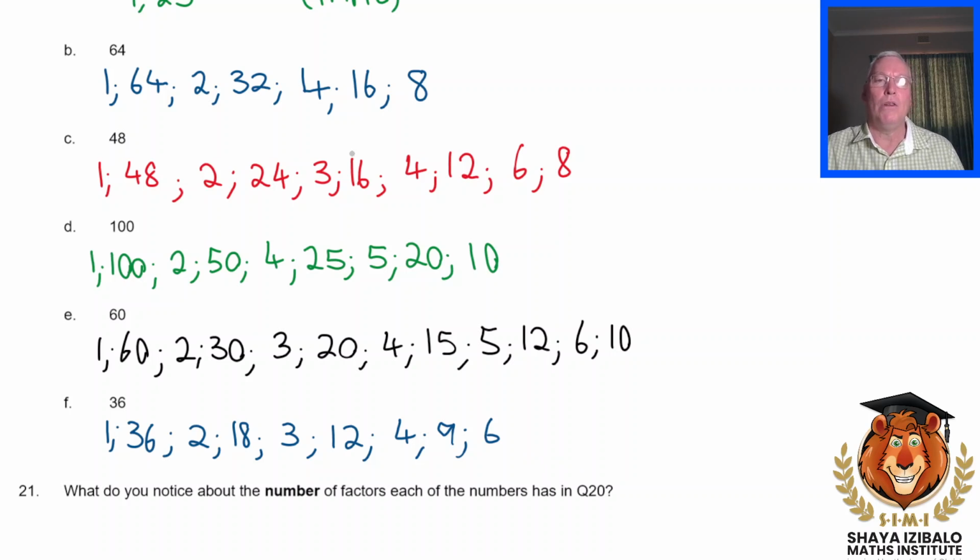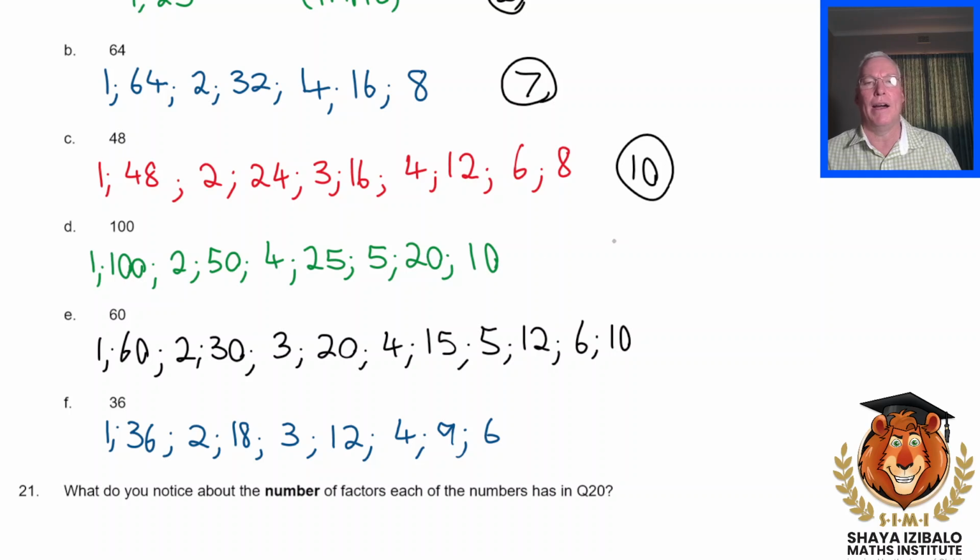Okay, now, what do you notice about the number of factors? Let's just write down how many there were. 23 had exactly 2. That's what we call a prime number. 64 has 7. That's odd. Huh. There's an odd number. Then 10. 100's got 9. And 60 has got 12. And 36 has got 9.